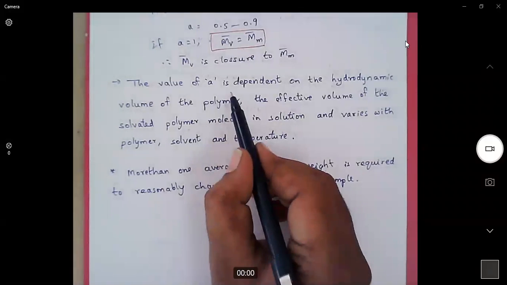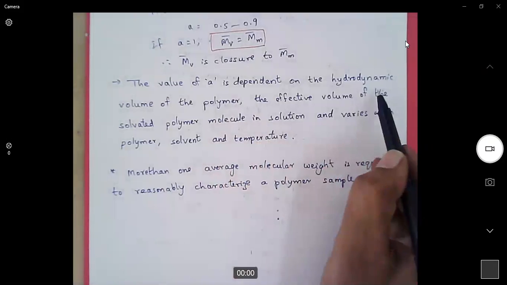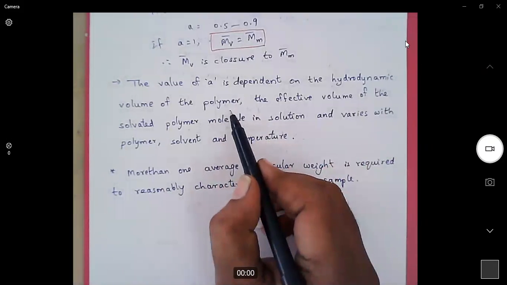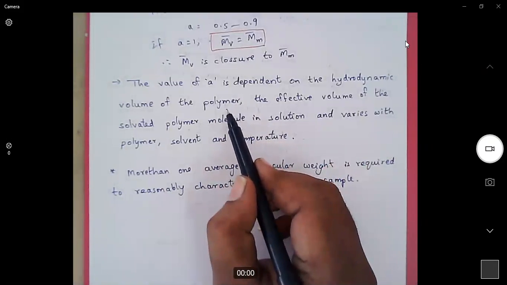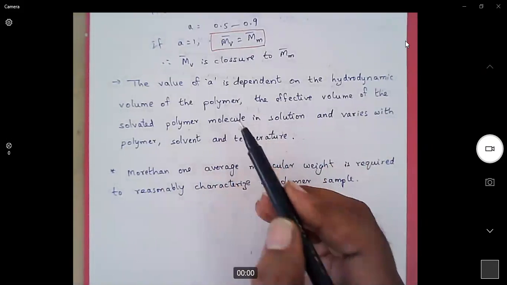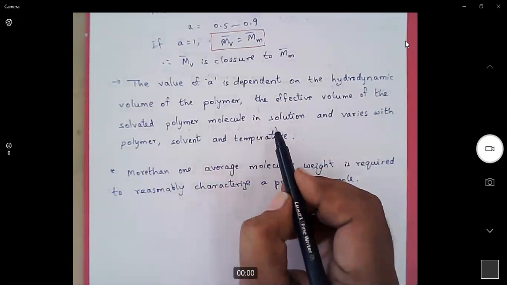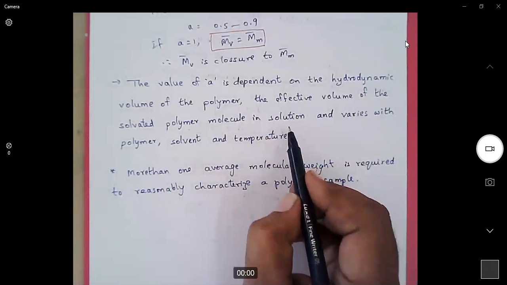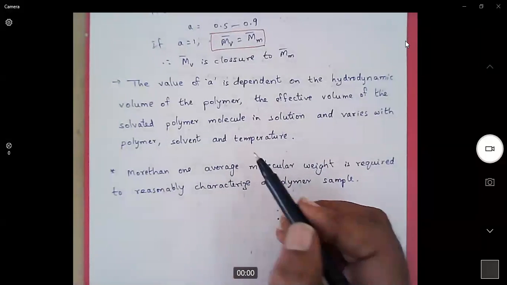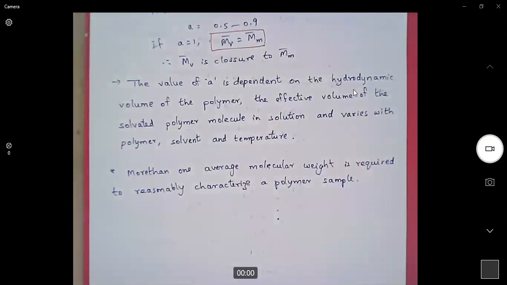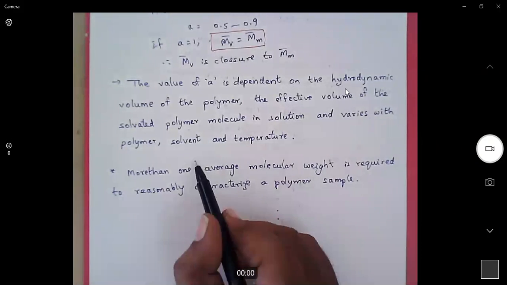The value of a is dependent on the hydrodynamic volume of the polymer. That means the volume of the polymer when it is dissolved in a solution, the effective volume of the solvated polymer molecule in solution, and it varies with the polymer, solvent and temperature. So the a value depends on these factors.